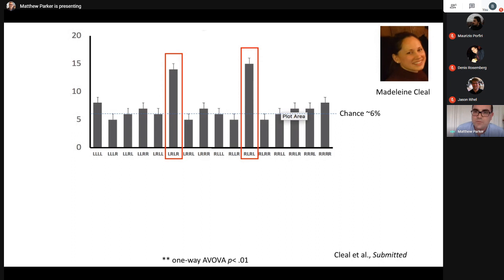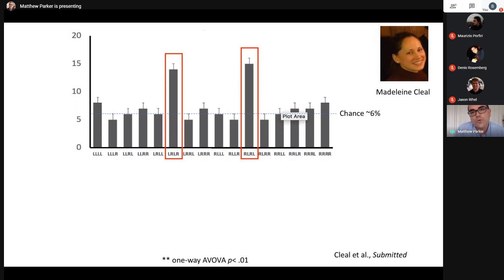However, the left, right and right, left alternations were by far the highest that we see. And this is very, very consistent. We see this pretty much every time we run the Y maze. So this was something that we saw throughout our early studies.